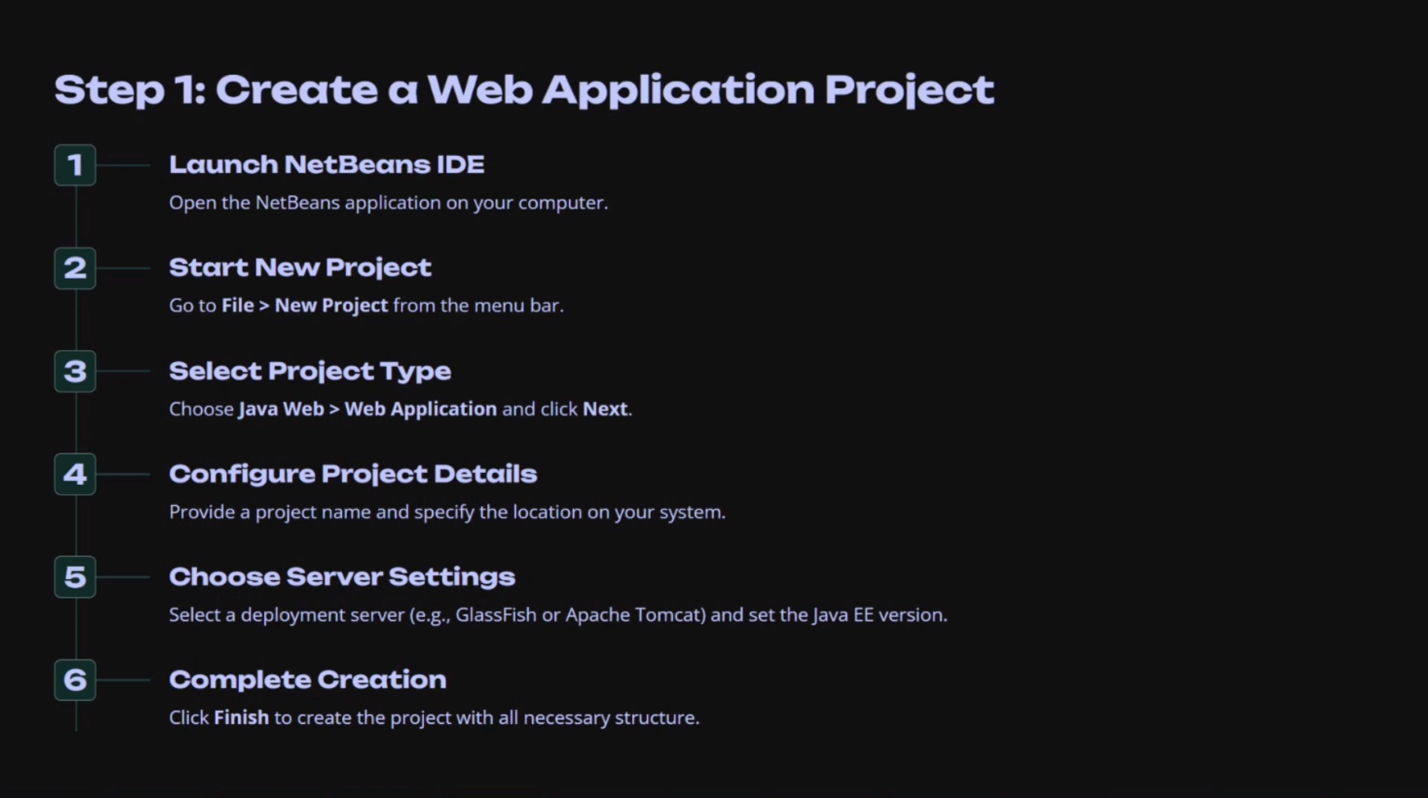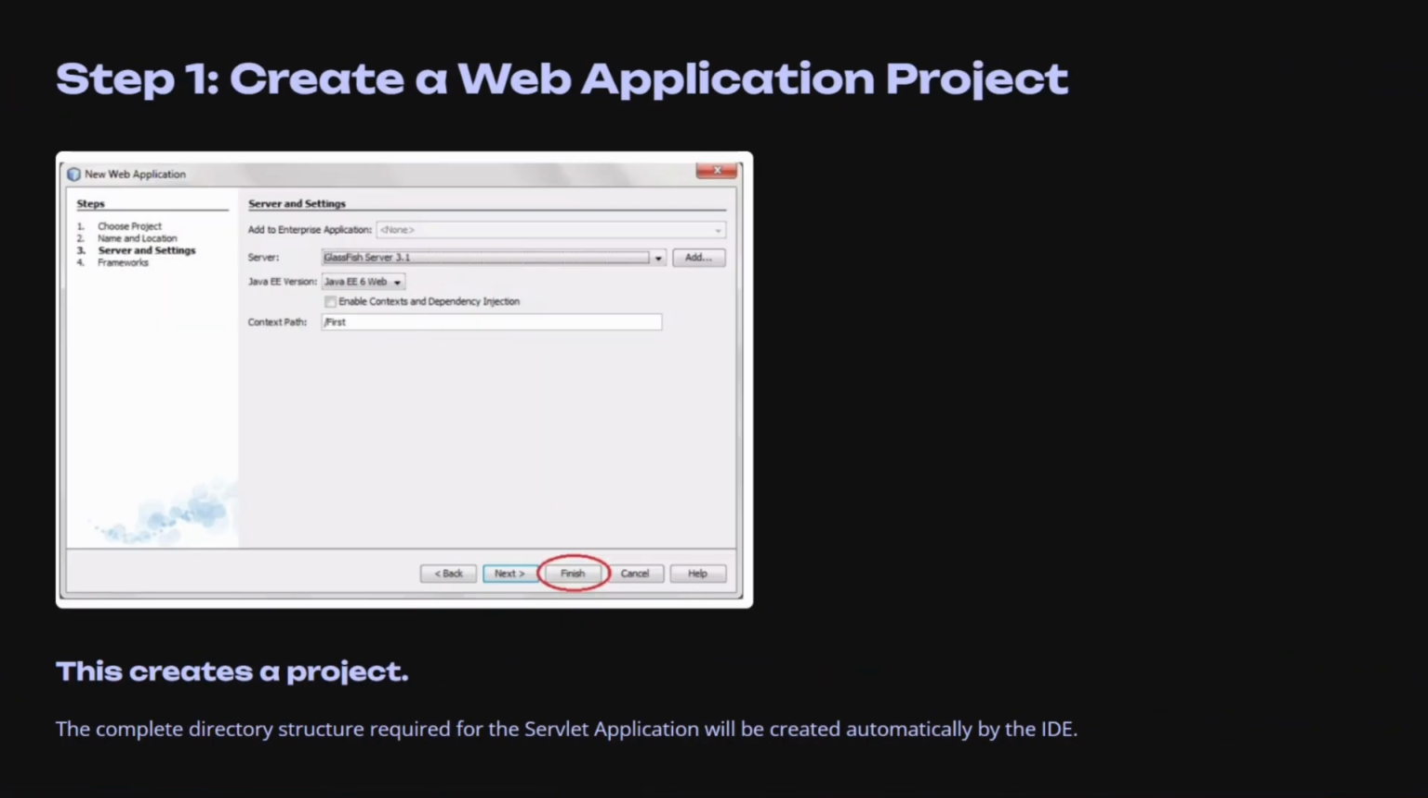And the next is to choose server settings. And that's it. Just click finish and create the project. So here you can see this is how it will look. After choosing all the options, we click on finish and this creates a project. And note that the complete directory structure required for the servlet application will be created automatically by the IDE. And there we're done with the first step on creating this web application.